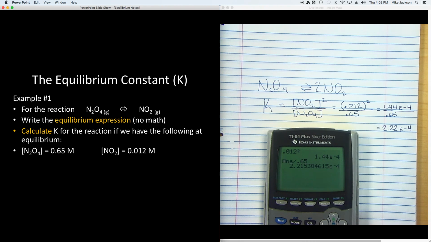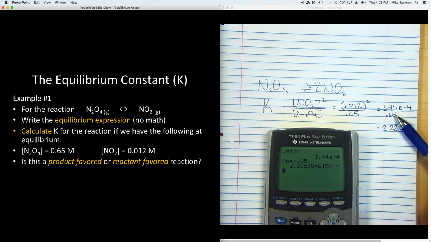Now, that indicates a very small number, and since that is a very small number, our reaction is going to be reactant favored. That's because the larger number would be in the denominator, which we have shown in our equilibrium expression. The larger number indicates the extent of the reaction, which on the bottom we have our reactants. So a small K value indicates a reactant favored reaction. It does not proceed significantly to the right.